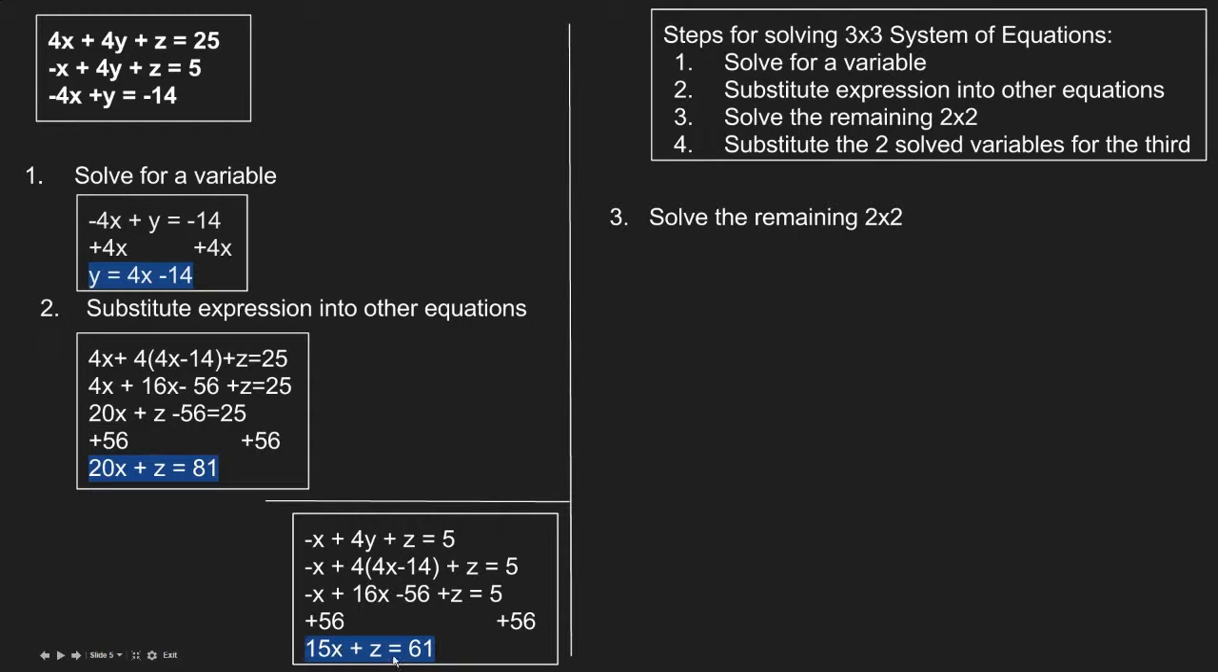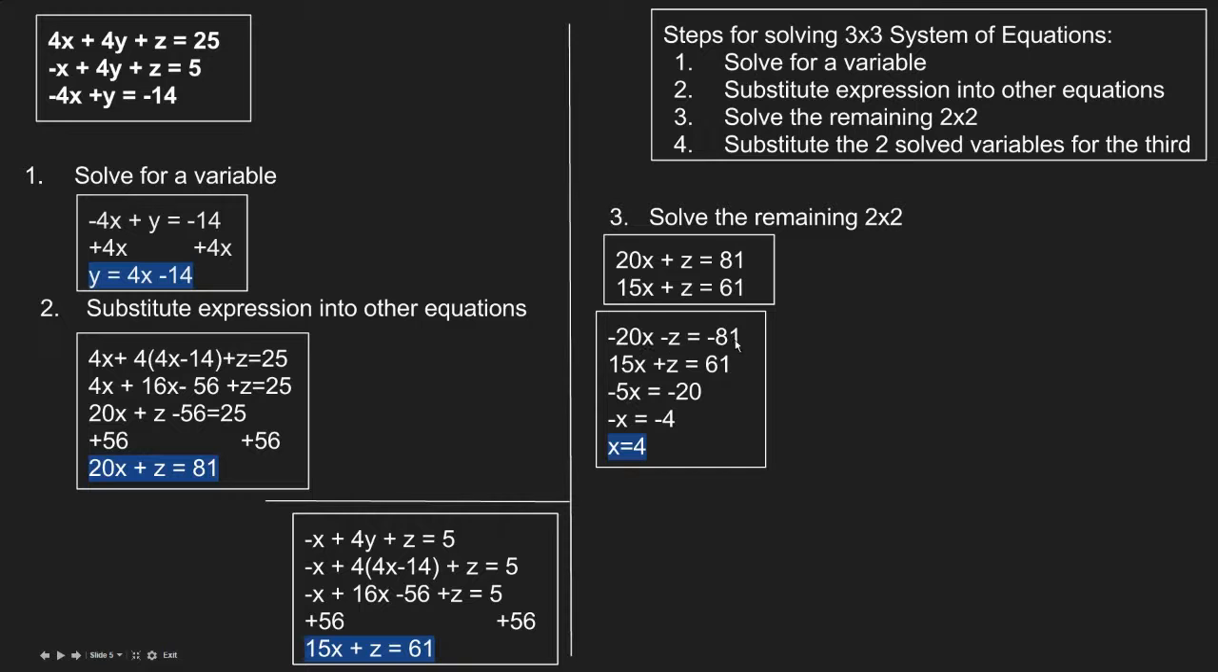So now you're going to solve your 2x2. Your 2x2 consists of these two equations here: 20x plus z equals 81 and 15x plus z equals 61. To solve these, we'll make the top one negative to cancel out the z's, and then we'll add them together so that we get negative 20x plus 15x, which is negative 5x. The z's cancel out, and negative 81 plus 61 is negative 20. And so we're going to solve for x, so we're going to divide by negative 5 on both sides, and we get x equals 4.